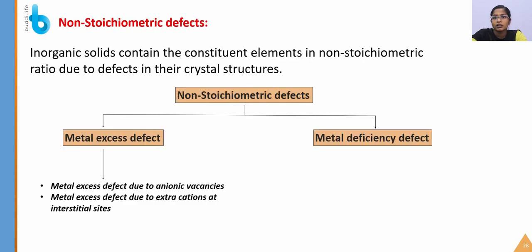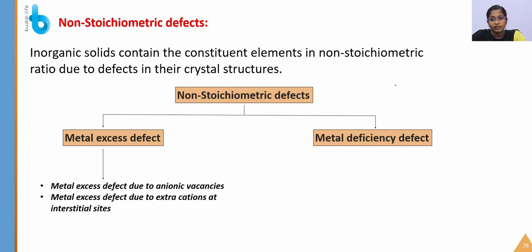And next is the non-stoichiometric defect. So till now we have seen two types of defects, and in those there is not going to be any change in the stoichiometry of the crystal lattice. In this case there is going to be a change in the stoichiometry, that is the arrangement of the atoms, okay. Inorganic solids contain the constituent elements in non-stoichiometric ratio due to defects in the crystal structure. Those non-stoichiometric defects are classified into two types: metal excess defect and then the metal deficiency defect.